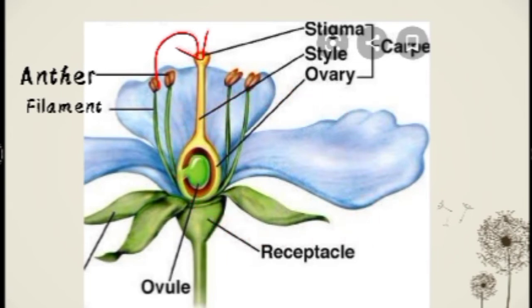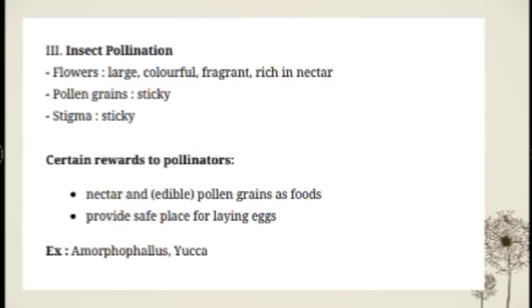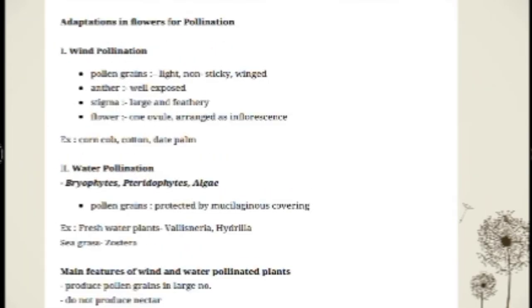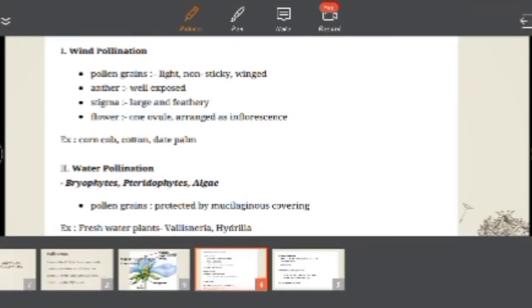Today let us discuss who is responsible for doing this pollination. That means who is going to carry these pollen grains to the stigma. Somebody must be there to carry. So who is going to do that? Let us discuss this today. We are going to discuss the different agents who are responsible for pollination. The different agents are wind, water and insect. These three are the most important agents of pollination.